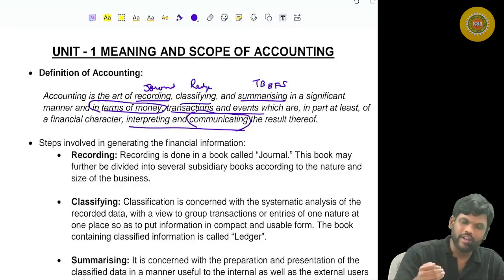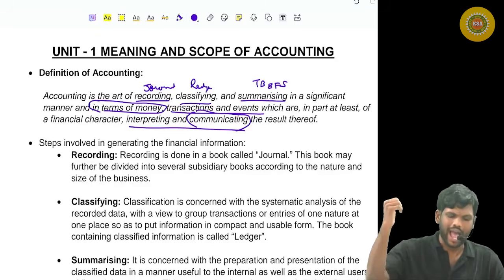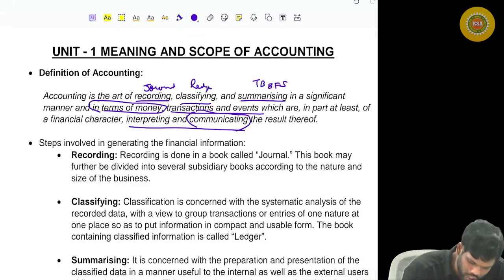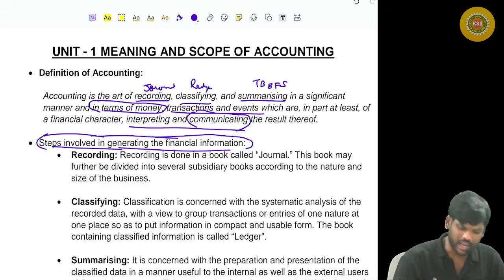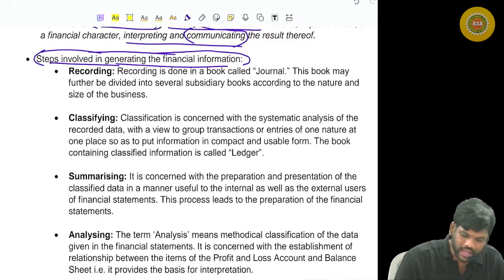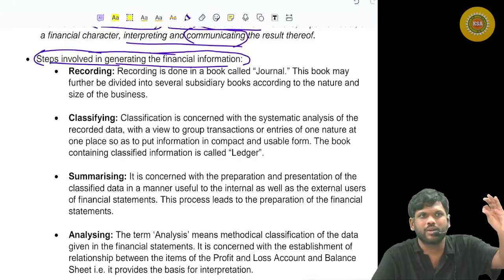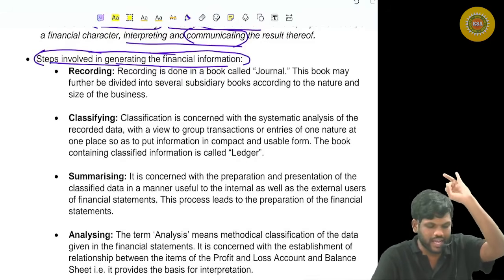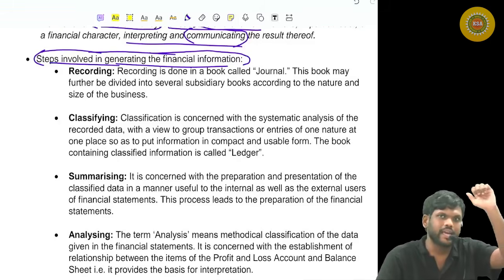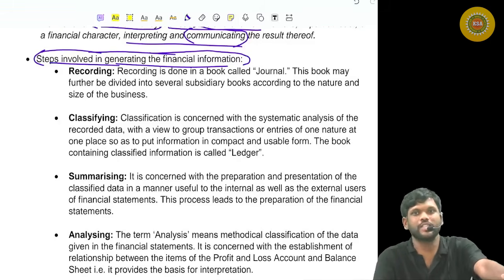And what all we learned, these recording, classifying, summarizing, interpreting and communicating, are also called the steps involved in generation of financial information, or steps involved in accounting. This can also be a direct 5 marks question. What are the steps involved in financial accounting? Very, very simple. Recording, classifying, summarizing, analyzing, interpretation and then communication. You will be able to easily score 5 marks.